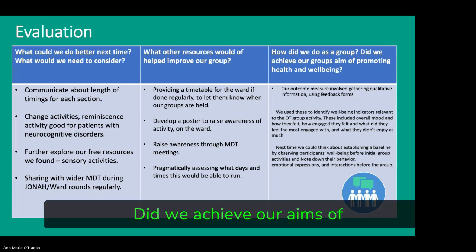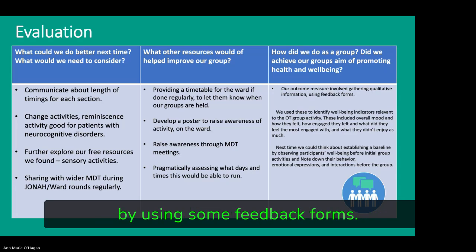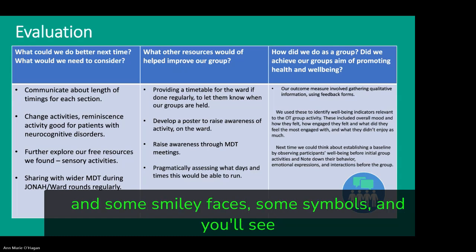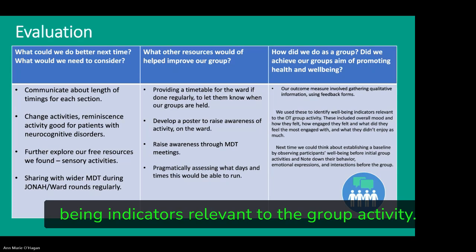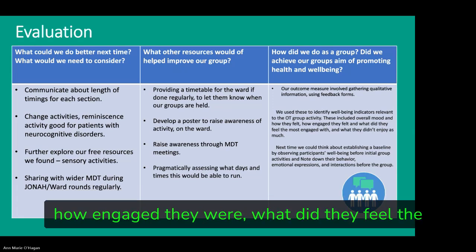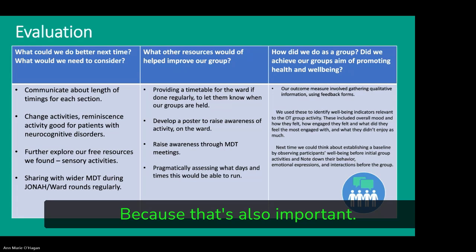So how did we do as a group? Did we achieve our aims of promoting health and well-being? We used an outcome measure which involved gathering qualitative information by using some feedback forms, and these are nice and simple, included some feedback and some smiley faces, some symbols, and you'll see on the next slide in a moment what these looked like. We used these to identify well-being indicators relevant to the group activity. These included overall mood, how the patients felt, how engaged they were, what did they feel the most engaged with, what didn't they enjoy so much, because that's also important.